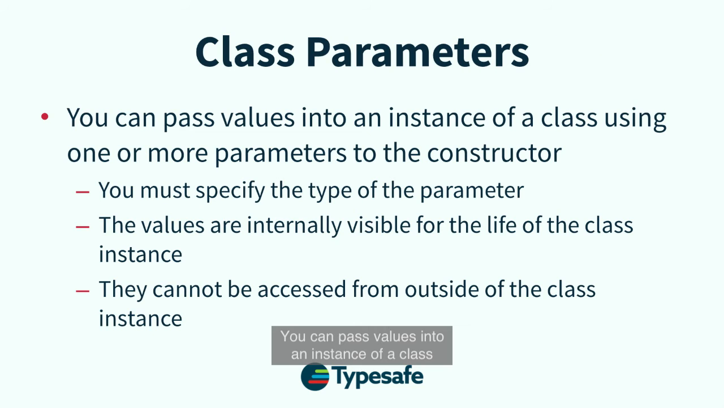You can pass values into an instance of a class using one or more parameters to the constructor. But you must specify the types of each of these parameters. These values are internally visible for the life of the class instance that you are creating. So if you create a customer that represents a specific person and you pass values in as parameters to that class instance, those will be visible inside of the class the entire time that customer object is living. However, those parameters cannot be accessed from outside of the class instance.